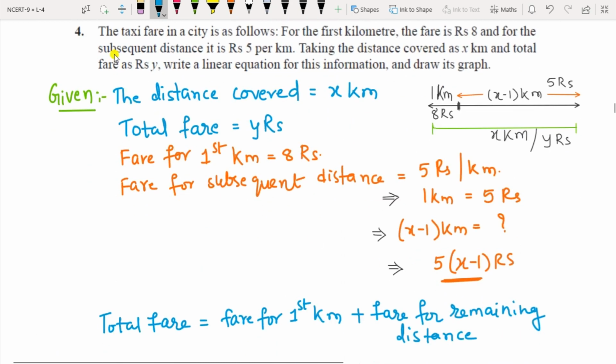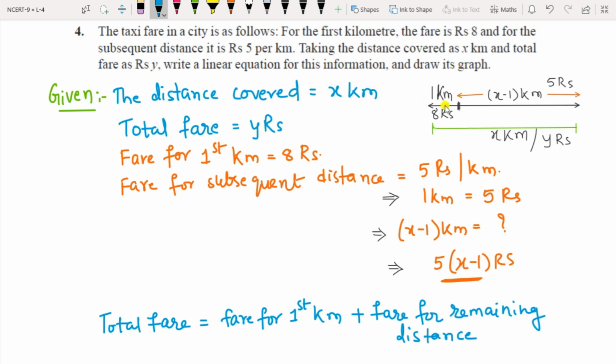Fourth question here is, the taxi fare in a city. They are charging 8 rupees for the first kilometer and for the subsequent distance they charge 5 rupees per kilometer. Taking the distance covered as x and total fare as y, write the linear equation for this information, and also you have to draw the graph.